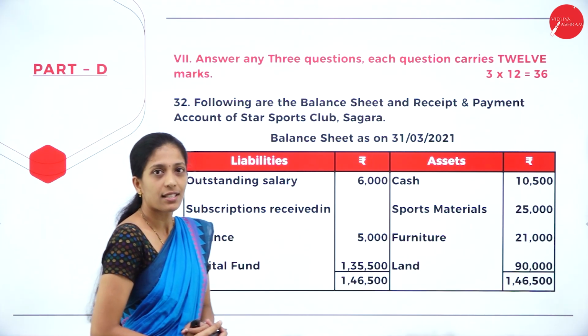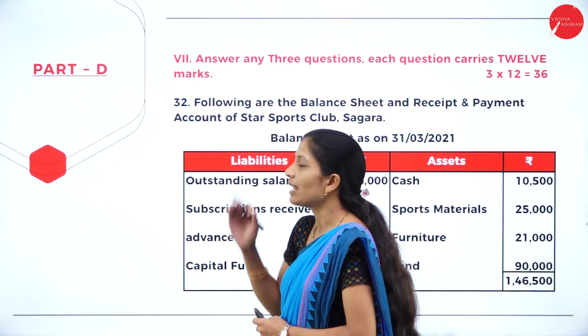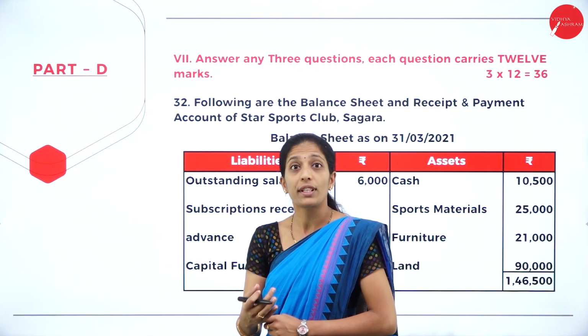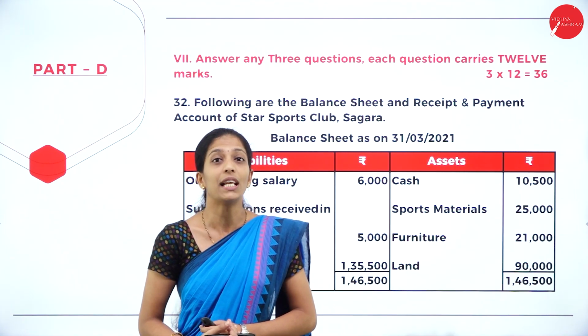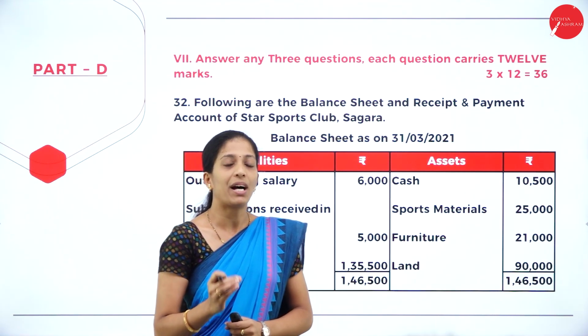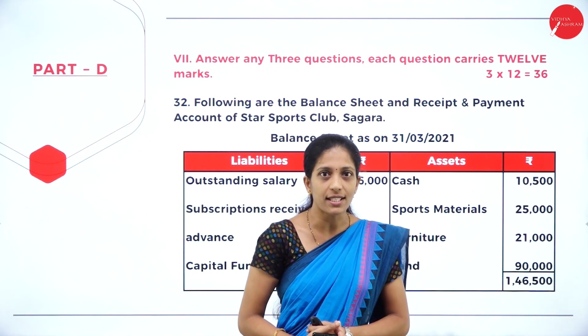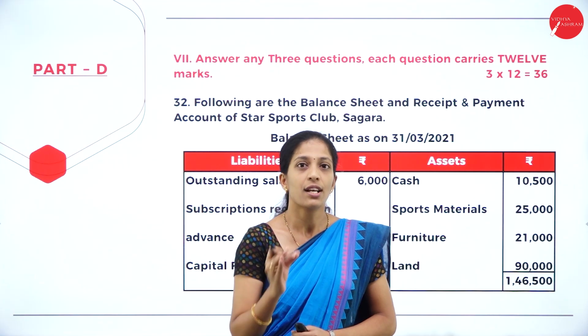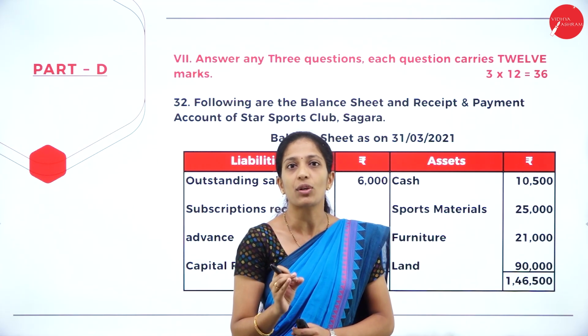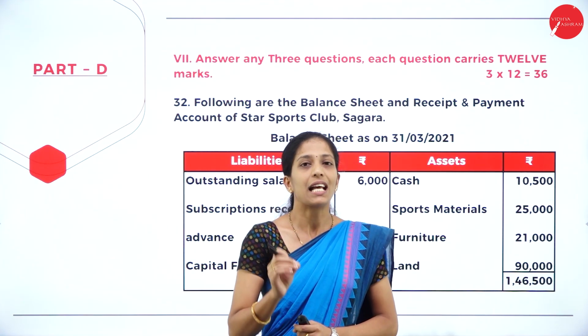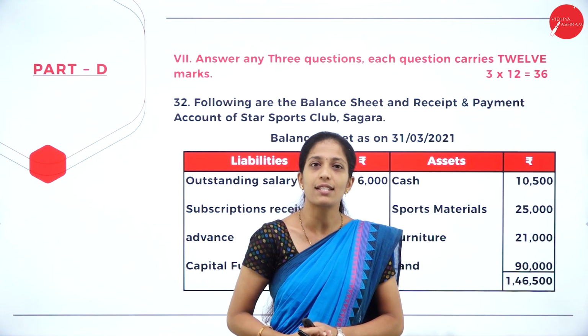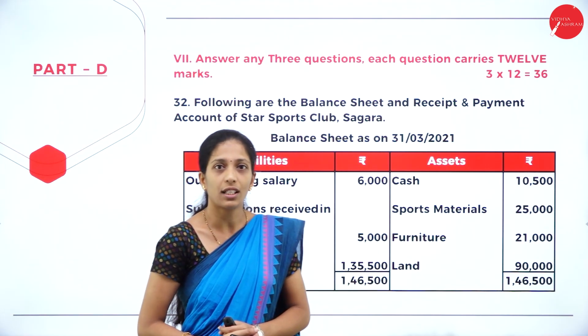So today we are discussing your Part D, that is for 12 marks. They'll ask you 7 questions, out of which you are going to answer only 3 questions. Remember, when compared to your previous year, there is a slight change. In your previous year, out of 7 questions, you had to answer only 4, but in this year, out of 7 questions, you are going to answer only 3 questions.